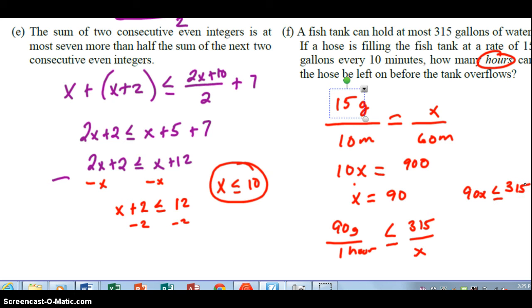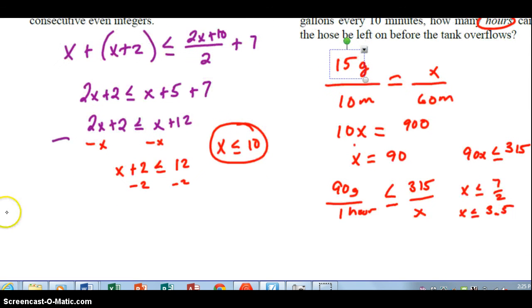I take 315, I divide it by 90. I get x is less than or equal to 7 over 2, or x is less than or equal to 3.5, which I think 3.5 is the same thing as saying 3.5 hours. So that tank is going to overflow in 3.5 hours.